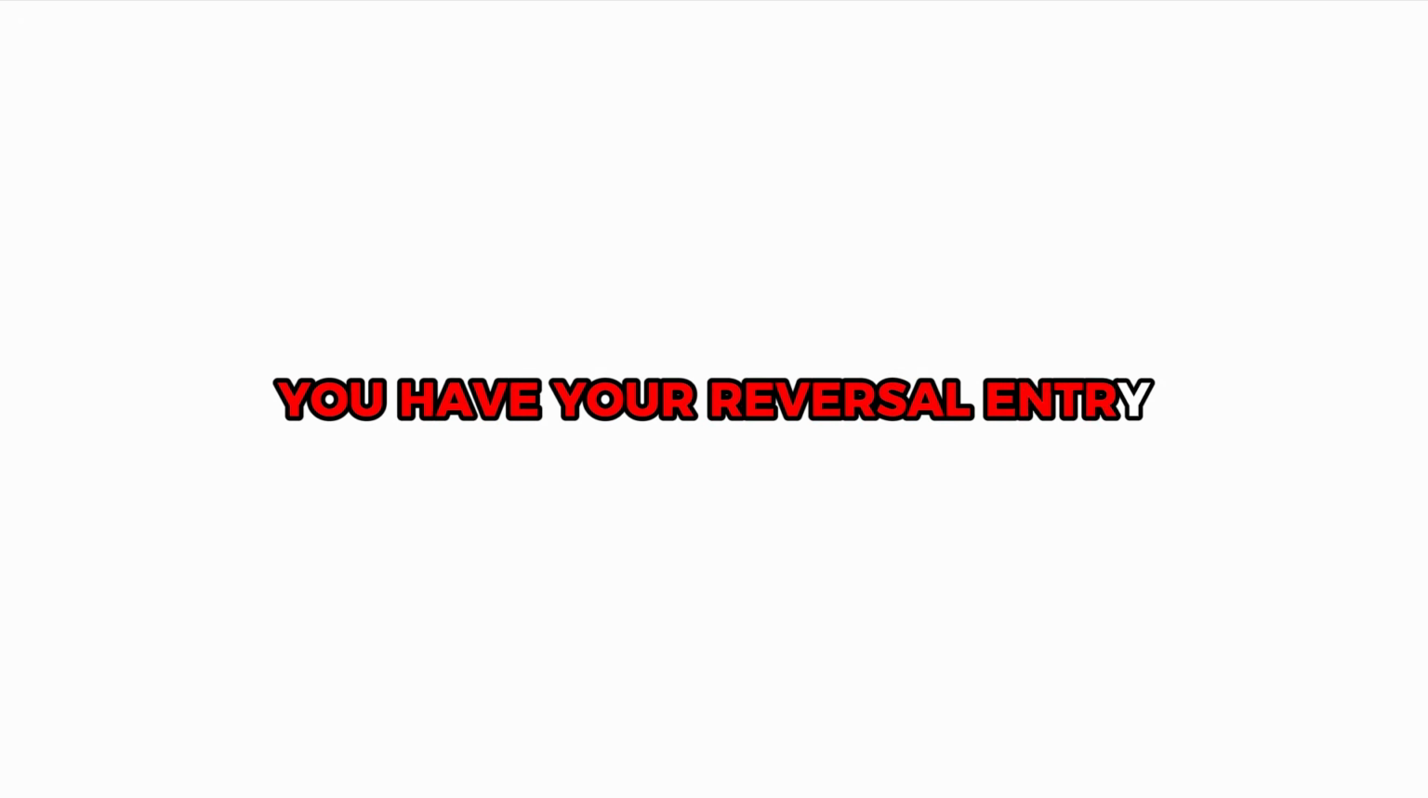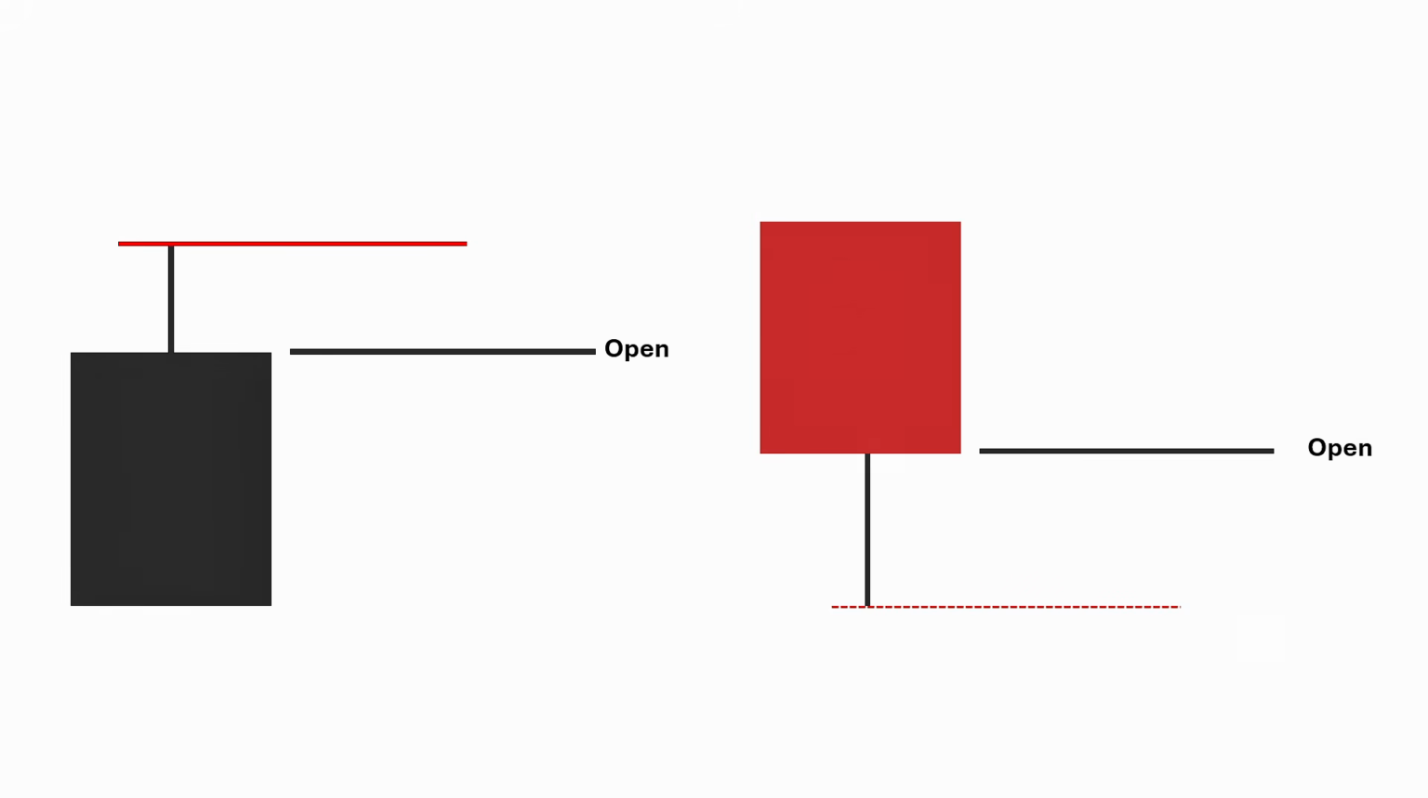So now let's talk about entries. So for this strategy, you have two types of entries. You have your reversal entry and your continuation entry. The continuation entry we're going to use for this strategy will be the daily candle flip.